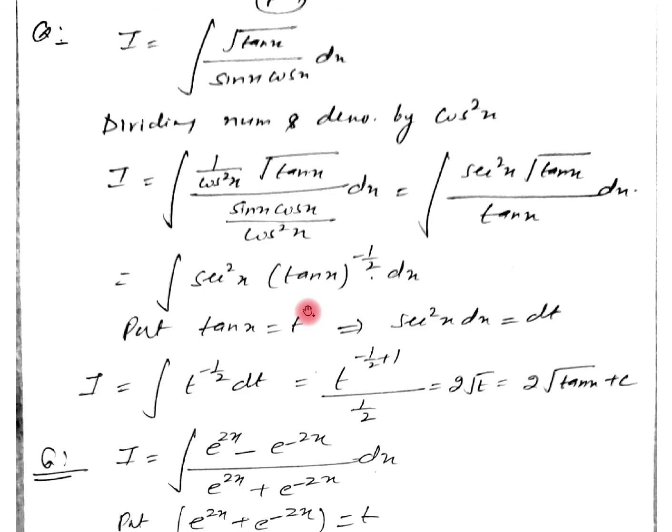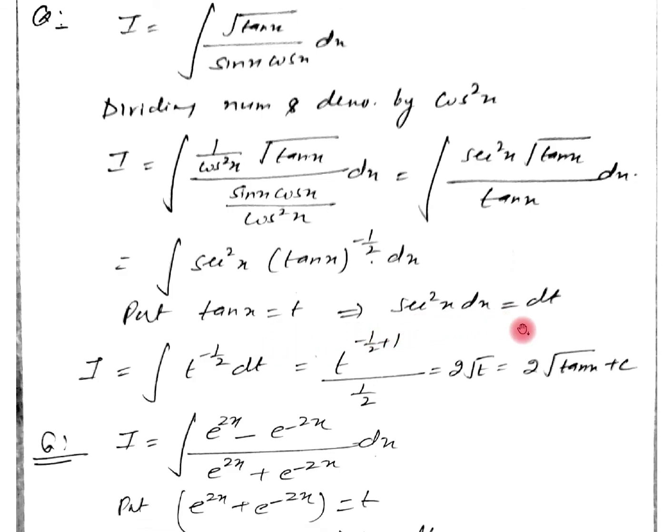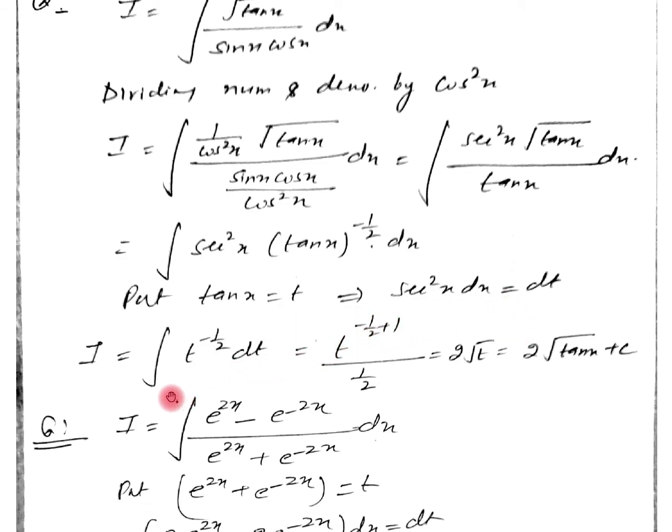Now I can put tan x equal to t. Then it becomes secant square x dx equal to dt. Then the integral becomes t raised to power minus 1 by 2, because secant square x into dx is equal to dt. Then I becomes integral of t raised to power minus 1 by 2 dt. Then we can integrate: t raised to power minus 1 by 2 plus 1 upon 1 by 2 is equal to 2 under root t. Putting the value of t here, we are getting 2 under root tan x plus c.